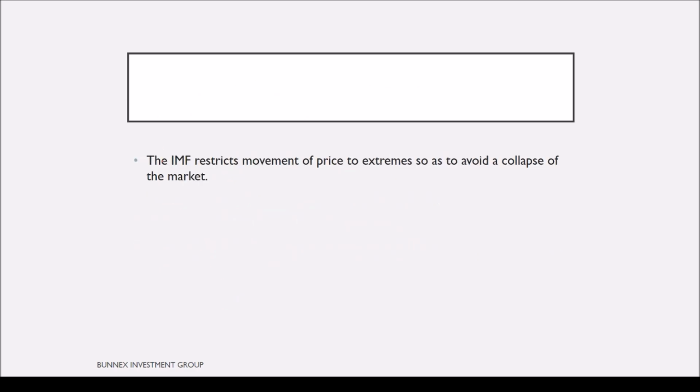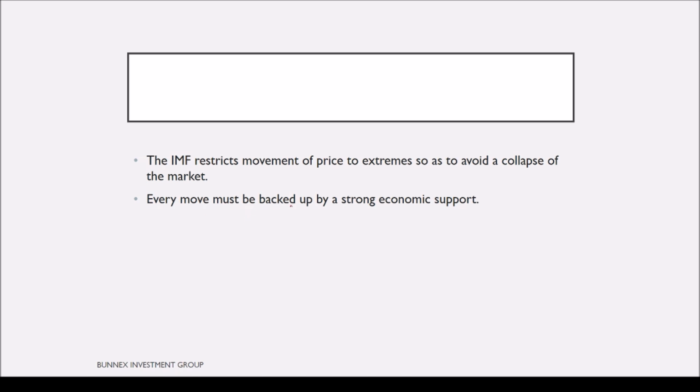So ADR is important to us because the IMF restricts movement of price to extremes so as to avoid a collapse of the market. We mean the International Monetary Fund restricts market makers from pushing the graphs in whatever amounts they want, because that will lead to crashing of the market. For instance, they are not allowed to push GBP against USD 400 to 500 pips a day, and the following day another 500 pips, because that will definitely crash the market.